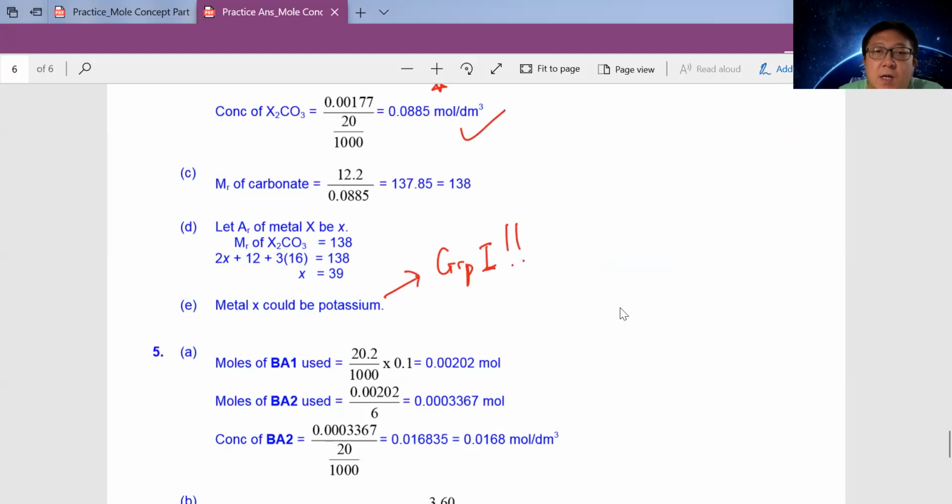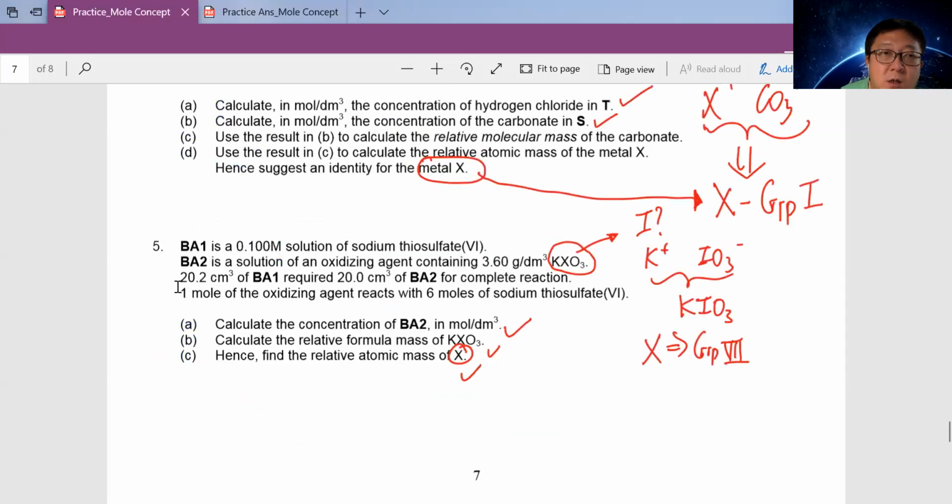Okay, come, let's take a look at the solving. So first step, very standard. We've done it so many times. Number of moles of BA1, number of moles of BA2. So you can solve it. So you get 0.0168. You can also use the relationship I teach you, C1V1 over C2V2, equals 1 over 6. Okay, so you can also do that because you are told that 1 mole requires 6 moles. Can you see? 1 mole of the oxidizing reagent reacts with 6 moles of sodium thiosulfate.